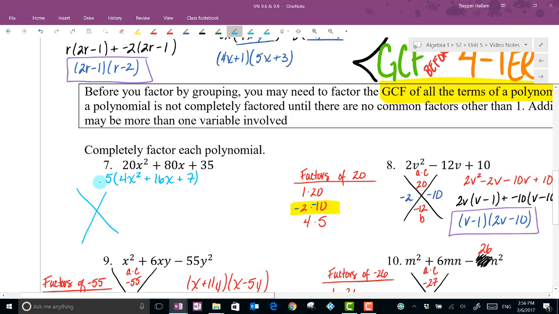A times c goes in the top. So 4 times 7 is 28. And then we're going to sum to 16. Okay, so that's what we're looking to do.